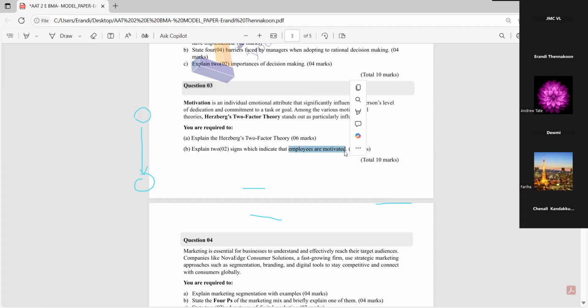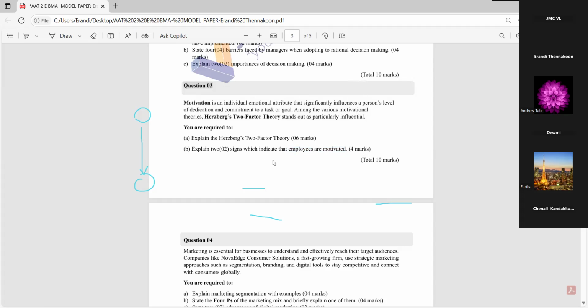Explain two signs which indicate employees are motivated. Also, you will get a question like explain signs which indicate that employees are demotivated. A question like that can be asked, right?